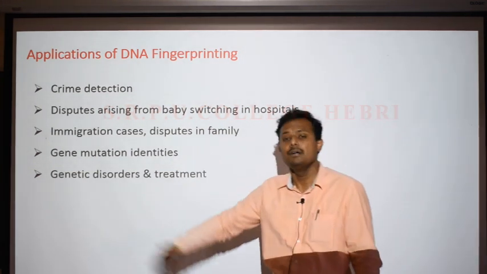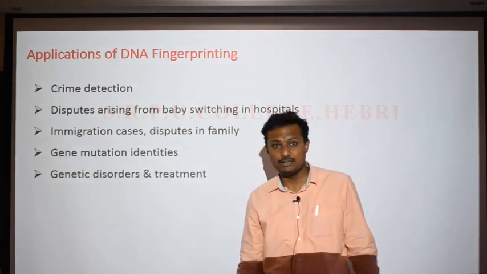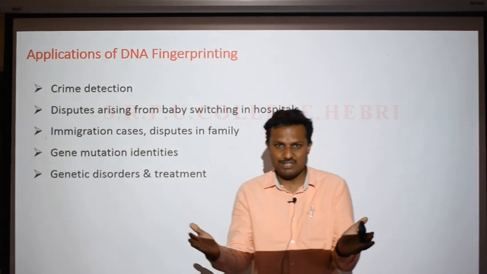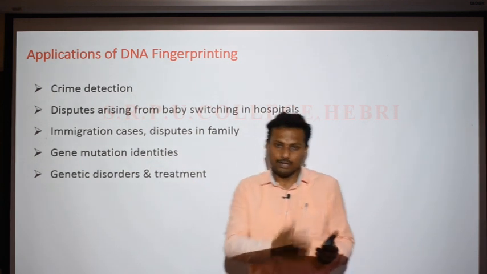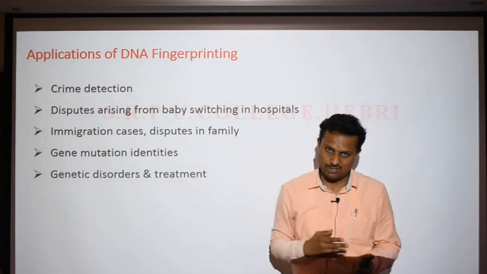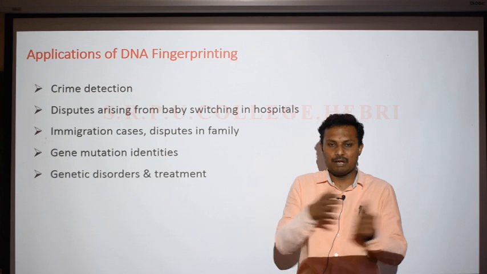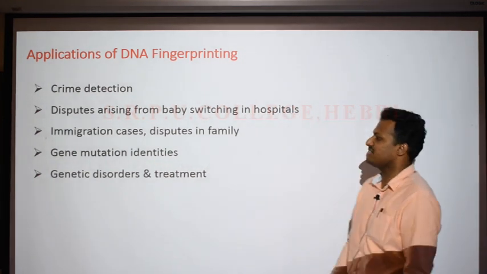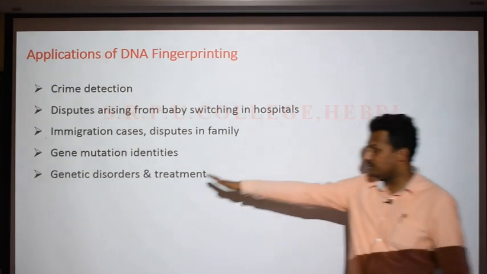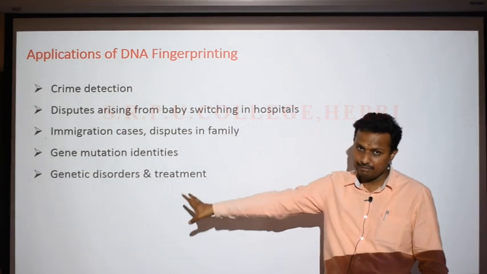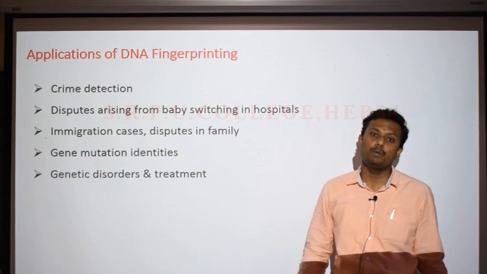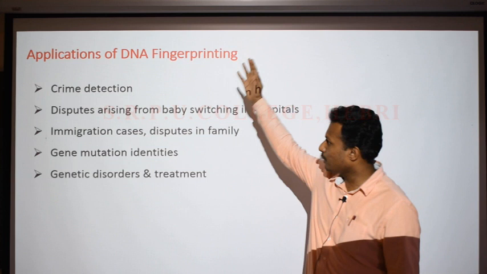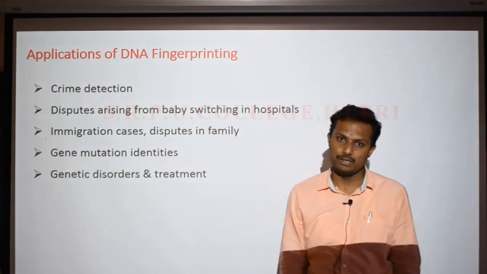Gene mutation identities. Definitely mutation identities can now be found, because from one generation to another generation, we can see what difference there is in the repeated sequences, if it is controlled for many generations, right? If a complete family has been subjected to this controlled experiment, then mutations can be traced and identified, and also the genetic disorders can be identified, and the appropriate treatment for these genetic disorders can also be given with the help of this. These are all the applications of DNA fingerprinting, right?